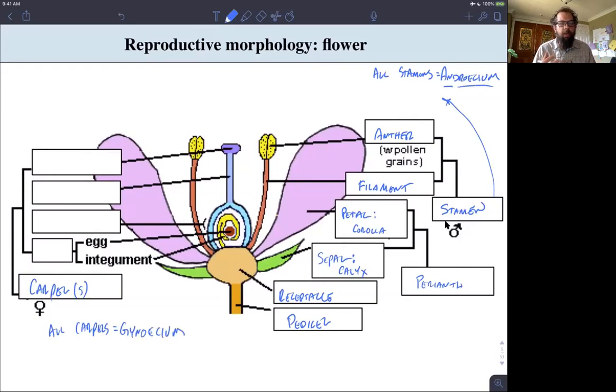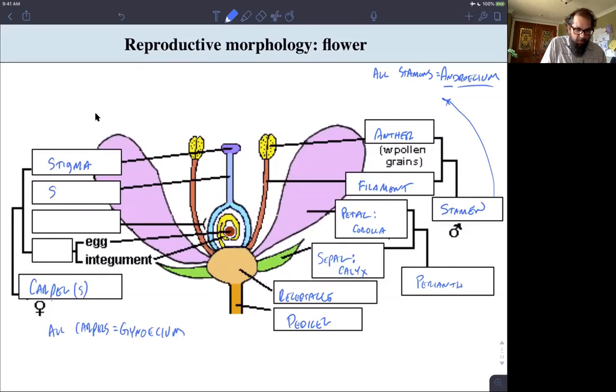In a typical flower, which I've laid out here, the carpels are usually broken down into three different parts. The stigma is the sticky part at the end where pollen is actually received. And so this is our pollen receptive part of the female reproductive organ.